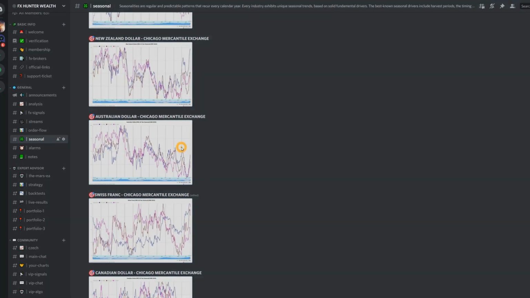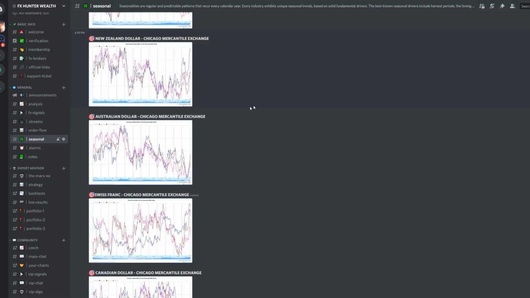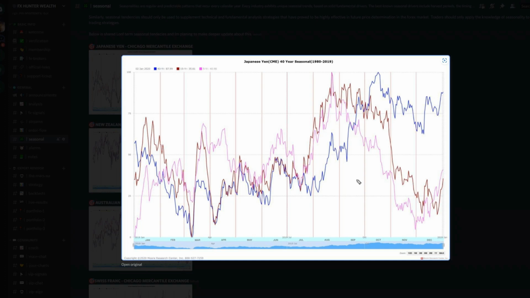Aussie dollar, end of October, quite strong, right? So that's confirming what we have seen on the Aussie. And here is the Japanese yen. Japanese yen is now out of control. It's end of October, slightly stronger, and November weaker, right?